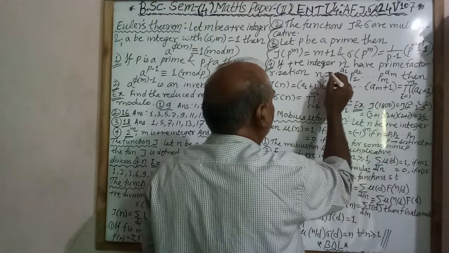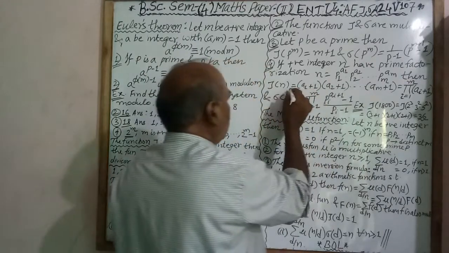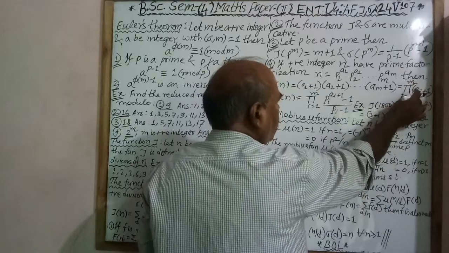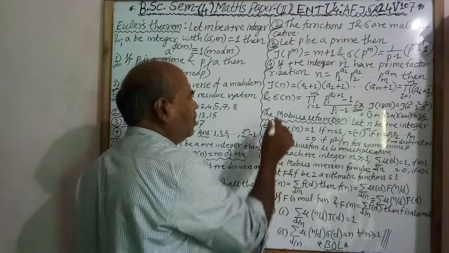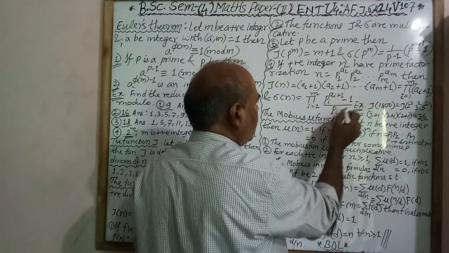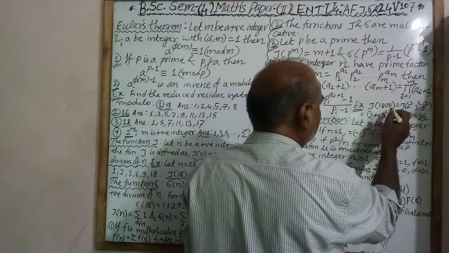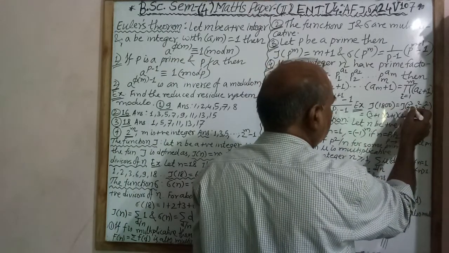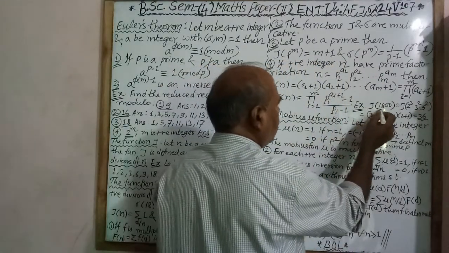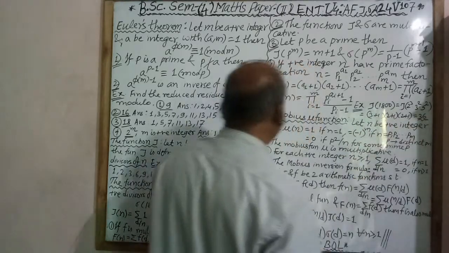Next, 4. If a positive integer n has prime factorization given by this, then tau of n is given by this multiplication of factors, which is equal to the product from i equal to 1 to m of a i plus 1. Similarly, sigma of n equal to the product from i equal to 1 to m of p i to the power a i plus 1 minus 1 divided by p i minus 1. For example, to find tau of 1800, 1800 can be written as 2 cube into 3 square into 5 square. Therefore, according to this formula, tau of 1800 equal to 3 plus 1 into 2 plus 1 into 2 plus 1, which is equal to 36.